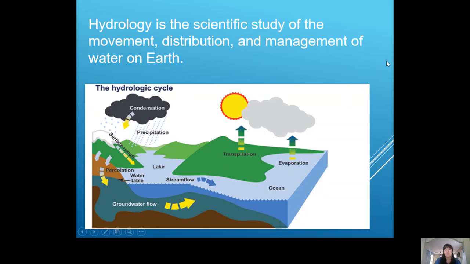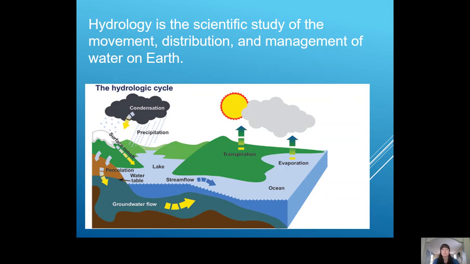Evaporation versus transpiration. Evaporation is when you take liquid water and you turn it into a gas, water vapor. Transpiration comes from vegetation, leaves, that type of thing, where you're taking that water from that plant and it is evaporating and turning into a gas. But we don't call that evaporation, we call it transpiration. So there is a slight difference between evaporation coming from a water source and transpiration coming from a vegetation source.